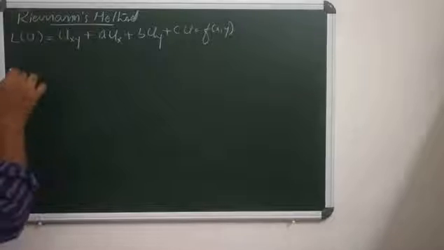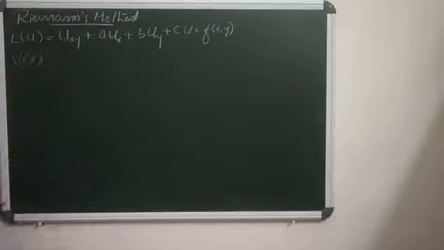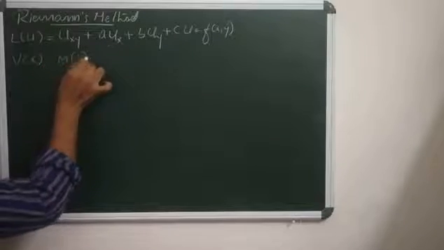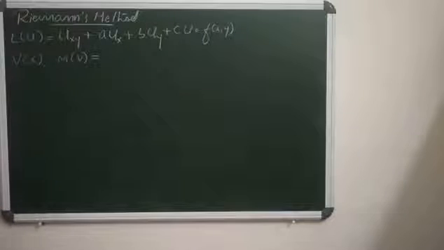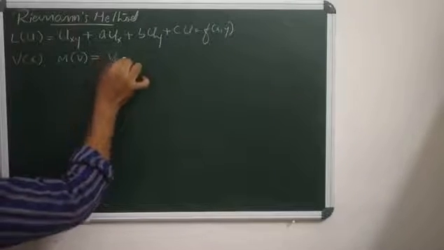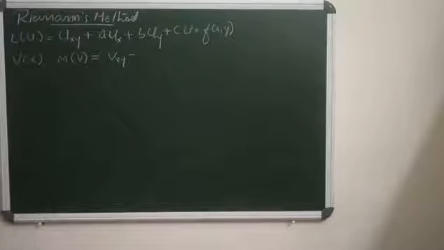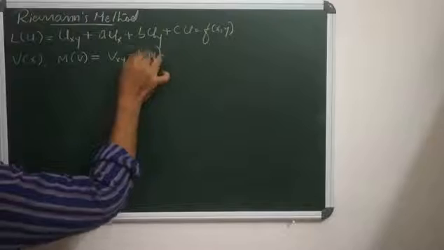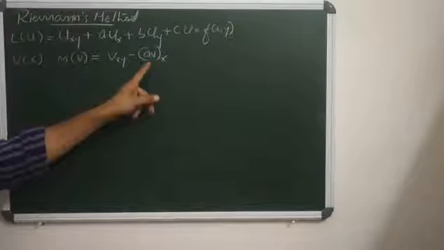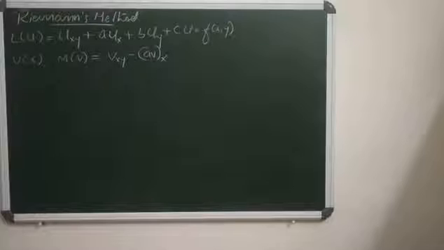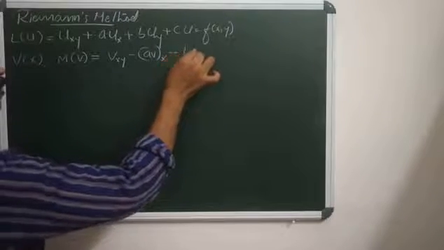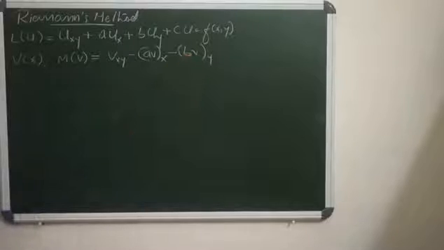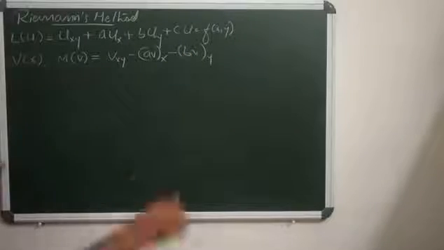Now consider v of x to be another function, having continuous second order partial derivatives, which is defined as M of v equals v_xy minus (a v)_x minus (b v)_y plus c v. Here (a v)_x means a_x v plus a v_x, and (b v)_y means b_y v plus b v_y.